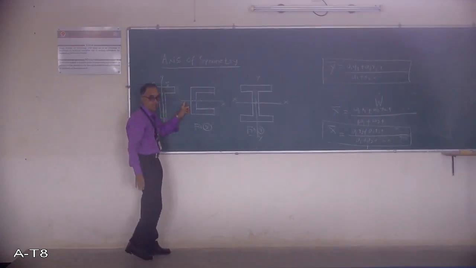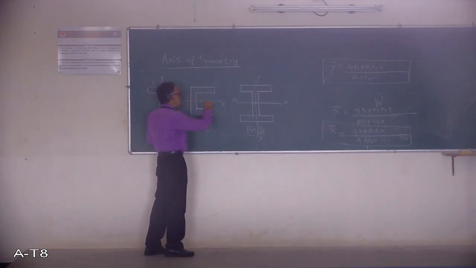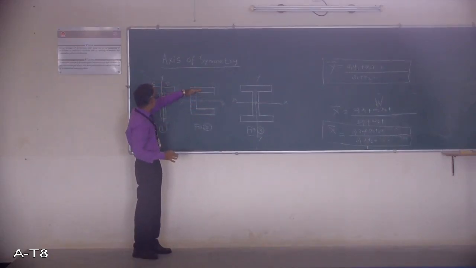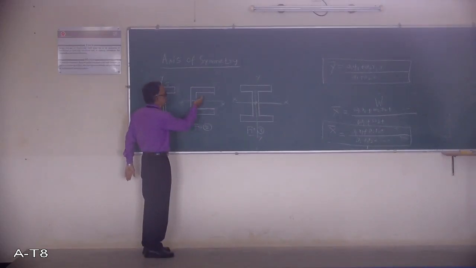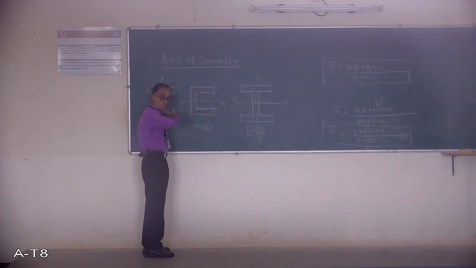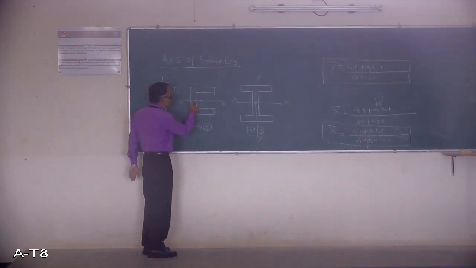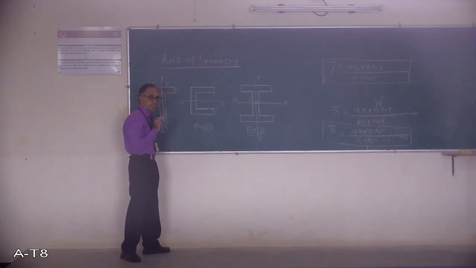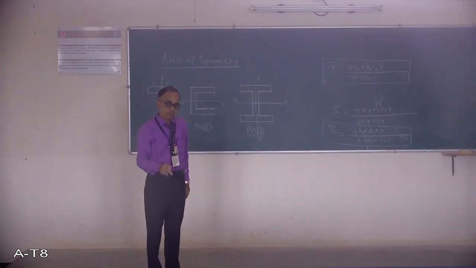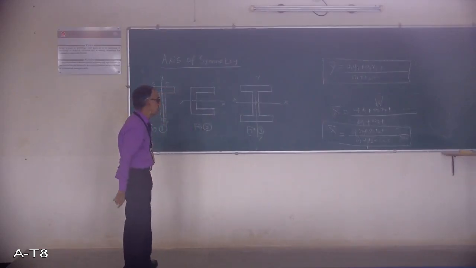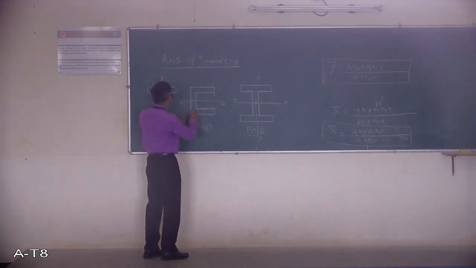Similarly, when I come to the second figure, this is symmetrical about the x-axis. Whatever the figure on the top, the same figure is at the bottom. If I draw a vertical line here, whatever the figure on the left side, you are not getting the same on the right side. That means it is not symmetrical about the y-axis, but symmetrical about the x-axis. So centroid is going to lie on the axis of symmetry. What is the significance of the axis of symmetry? You must locate whether it is symmetrical over the x-axis or y-axis. Centroid is going to lie on that axis. When this figure is symmetrical over the x-axis, centroid is going to lie on this axis.